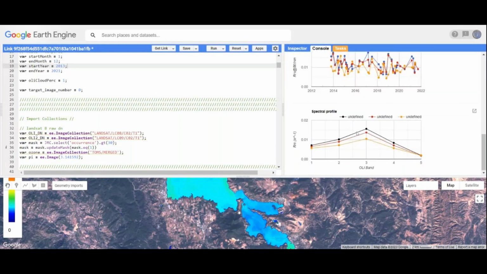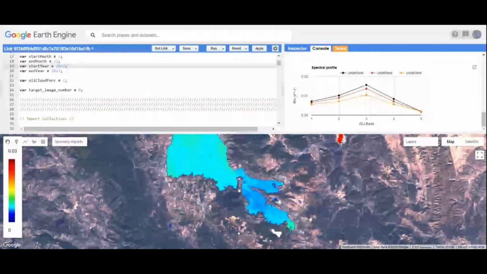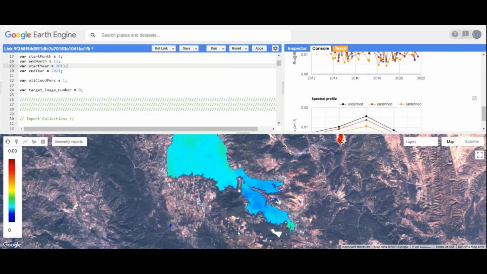So it's these sort of tools in Earth Engine that you can get your image, you can process it, and you can immediately look at spectra and time series using that same approach.